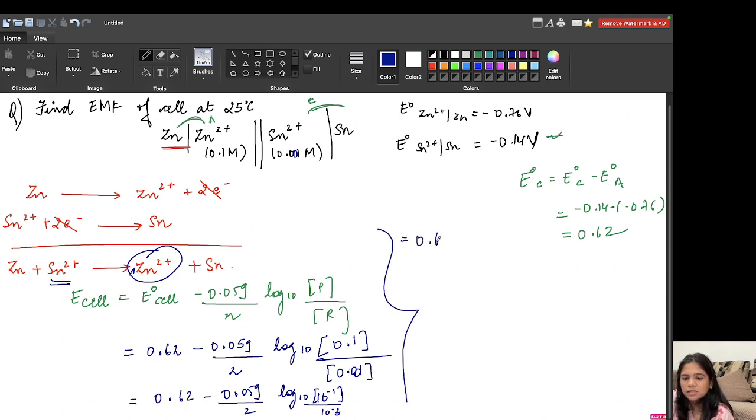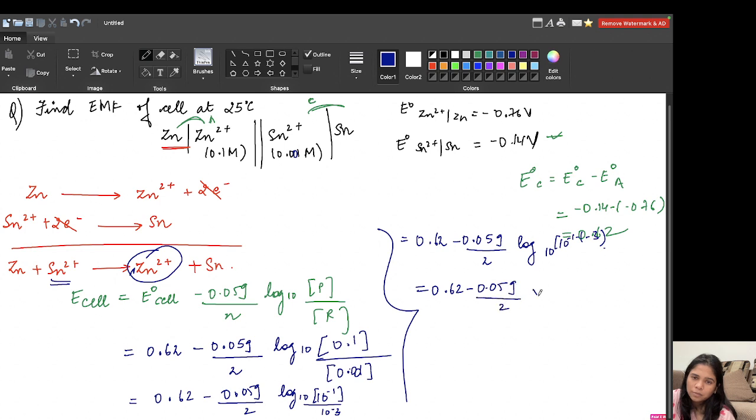Then 0.62 minus 0.059 by 2 log base 10, 10 to the power minus 1 minus of minus 3. This one will become 10 to the power 2. So 0.62 minus 0.059 by 2 multiplied by 2, which is equal to your 0.56 volt. So when you solve it, you will be getting 0.56 volt as your answer. Just do this question again and again till you understand things.